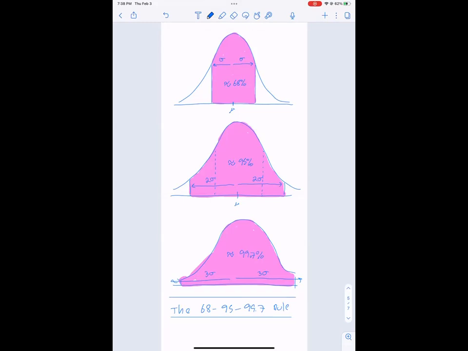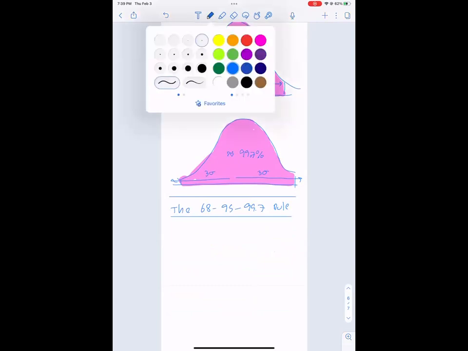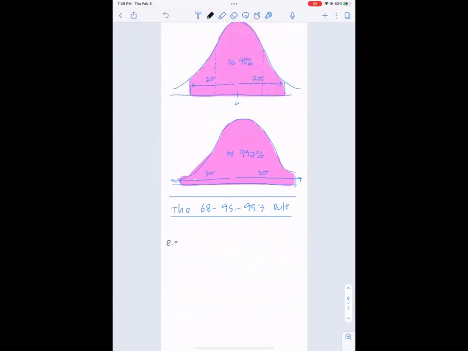Okay, so questions so far? Again, these numbers are results of just basic calculus. It's not even hard calculus, it's basic calculus, but it's again beyond the level of this course. So questions? Then I will ask you guys to do the following example.